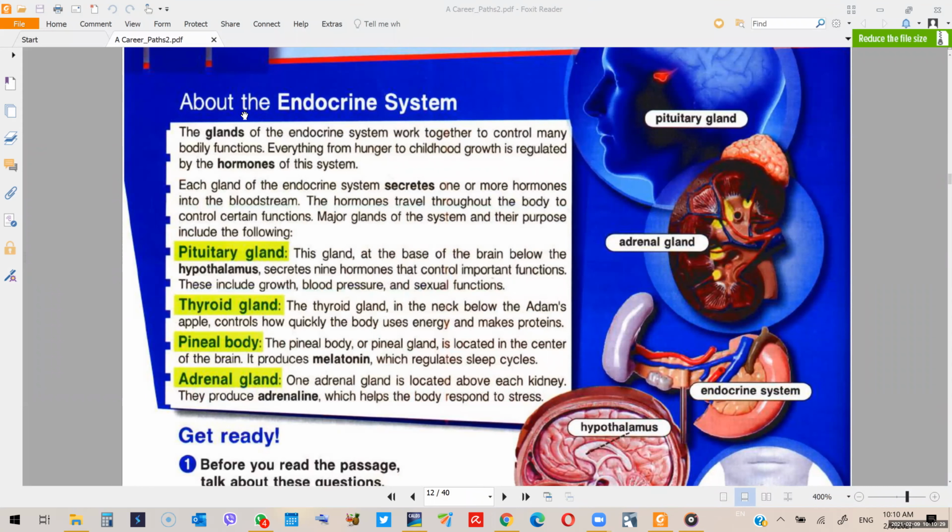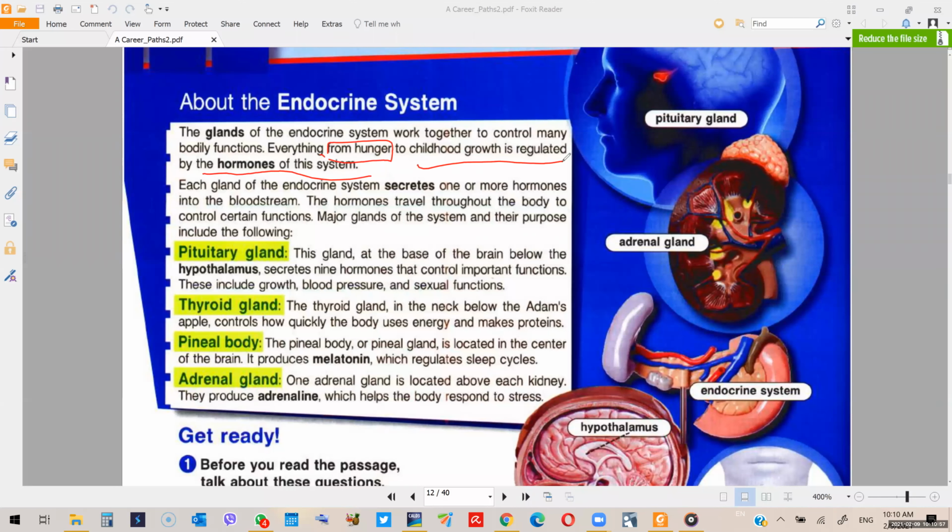About the endocrine system, the glands of the endocrine system work together to control many bodily functions. Everything from hunger to childhood growth is regulated by hormones of this system. So as you can see, as it is written here, it is very important as a system from hunger, the feeling when we are hungry, to our growth.